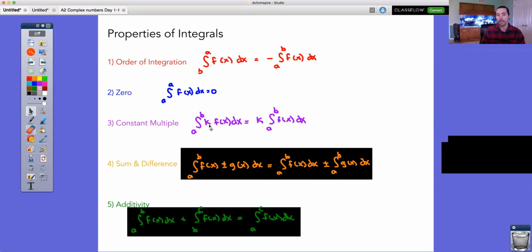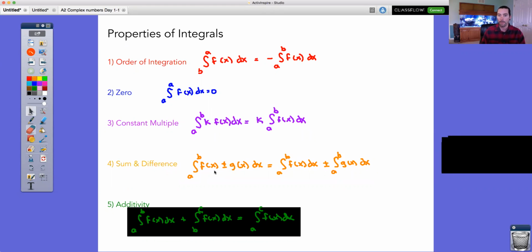Constant multiple. You have a constant k being multiplied times a function. Before you integrate, you could pull that k out in front. You're not really factoring it out, I don't know if that's the right word to use because you're not dividing it out, but you can pull it out on the other side of the integral symbol. Constant multiple property.